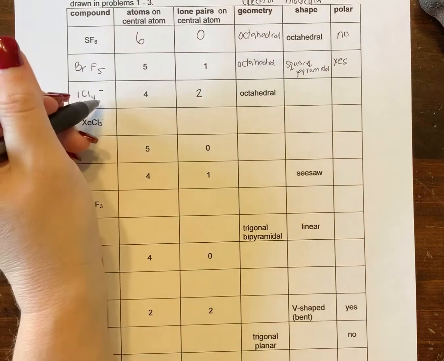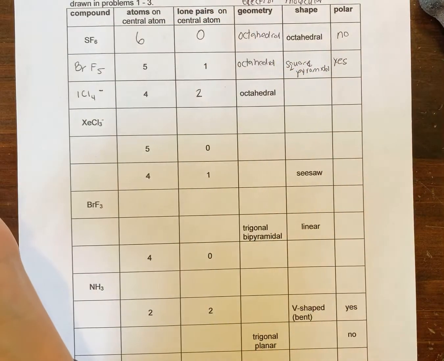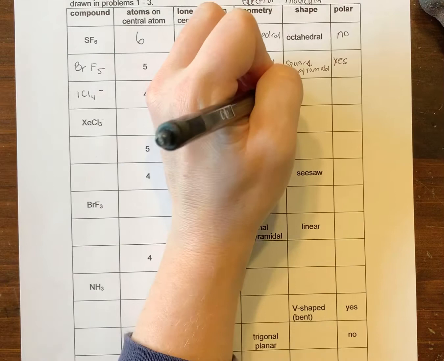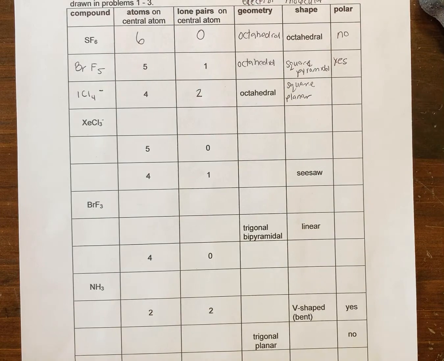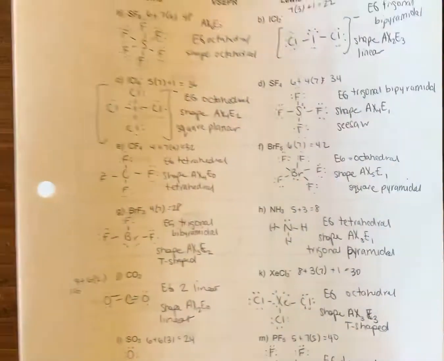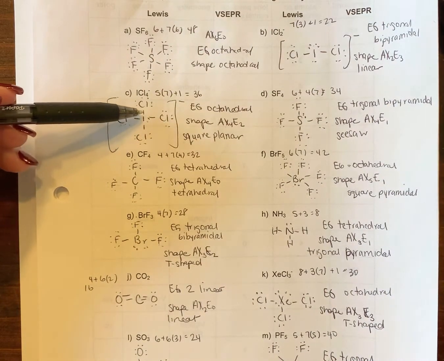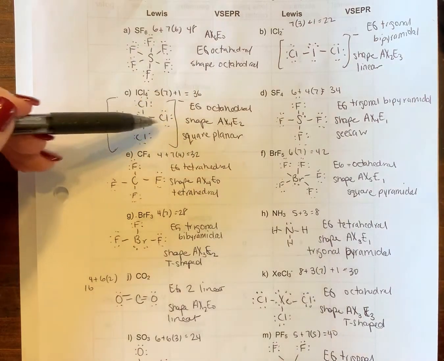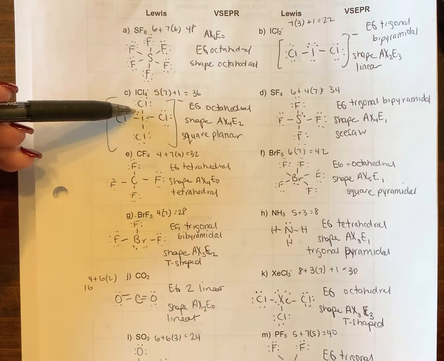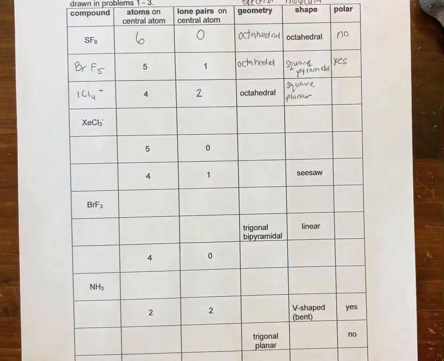The shape that corresponds to AX4E2 is square planar, sorry. Square planar. All right, so when we do this, in this orientation, we're going to have 4 atoms. These bonds, I'm not sure if they're polar or not, but it's not going to matter because they're all at the same angle to cancel each other out. The electrons are going to be on the top and the bottom. So this is a very symmetrical molecule, and so the symmetrical molecules are generally going to be nonpolar.